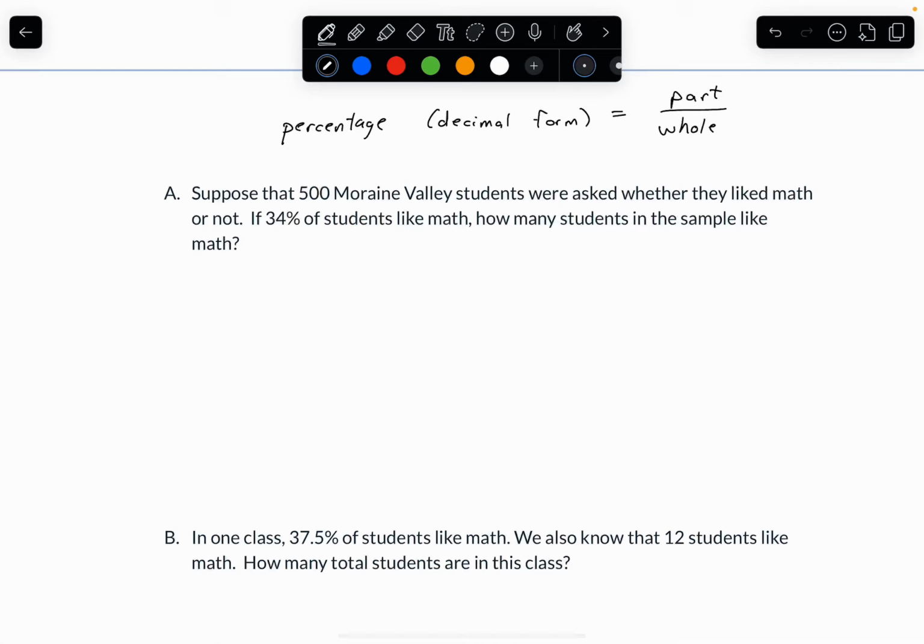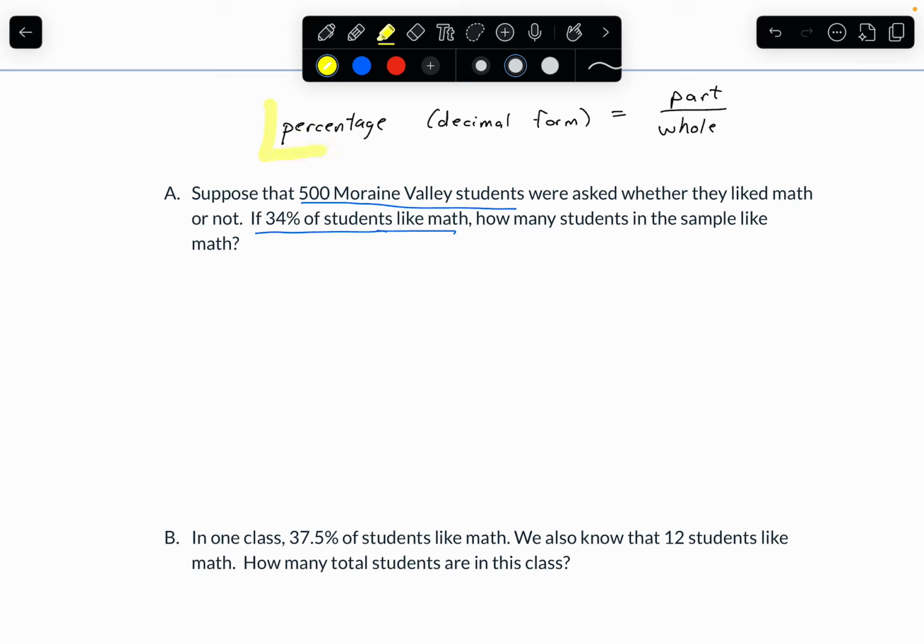We're going to continue working with some extra percentage practice here. Looking at part A, it says, suppose that we have 500 Moraine Valley students. We're asked whether they liked math or not. If 34% of students like math, how many students in the sample actually said that they like math? So we're going to focus on some calculations with percentages here.